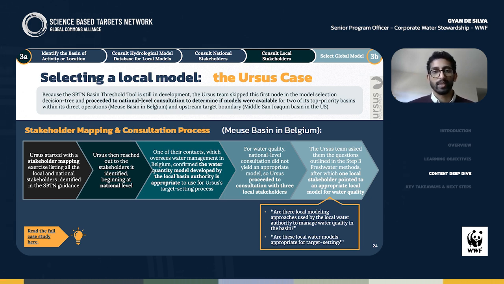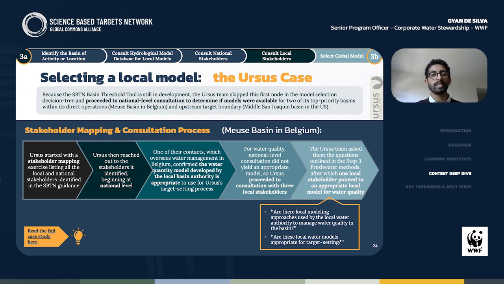After this list was created, the Ursus team reached out to the stakeholders it had identified, beginning at the national level. One of their contacts in Belgium confirmed that there are local models for both water quantity and quality in the basin. They believe that the water quantity model developed by the local basin authority is appropriate for use for Ursus's target setting process because it satisfied the needed criteria. For example, it includes environmental flows and natural flow regime alterations and has been ground tested in the basin.